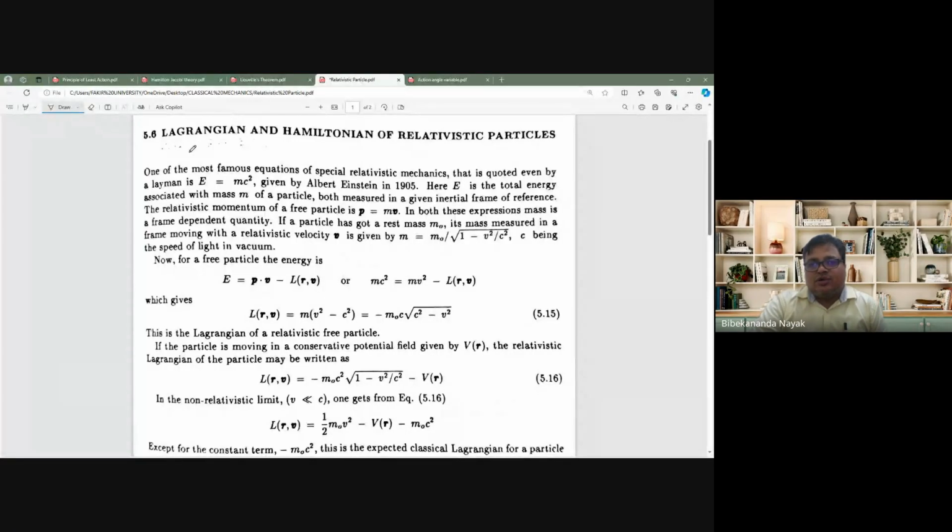Today we first discuss the Lagrangian and Hamiltonian of a relativistic particle.